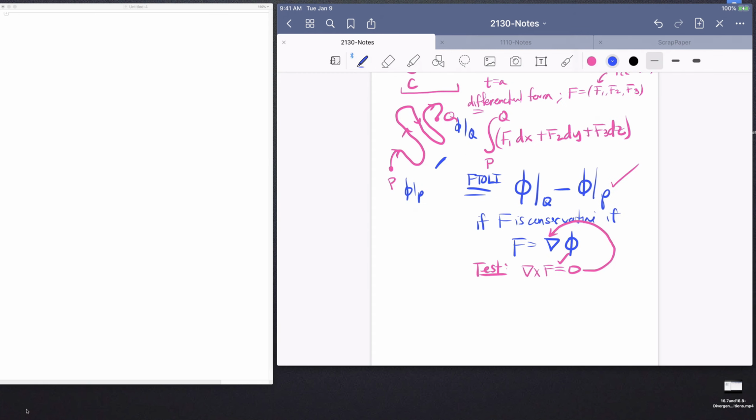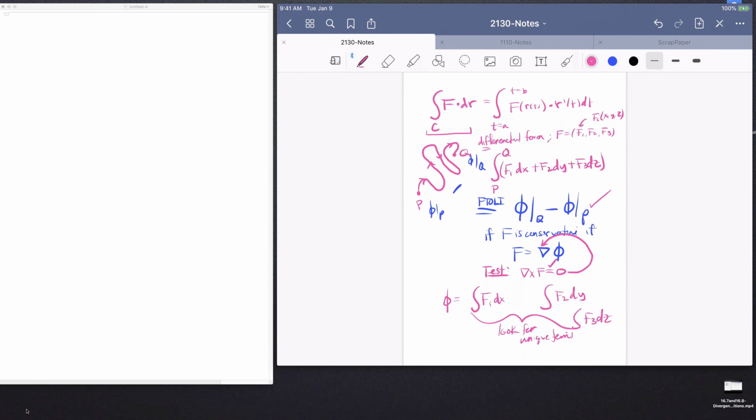So if you know the curl is 0, then we can find the potential function by just integrating the first entry of the vector field with respect to x, integrate the second entry with respect to y, integrate the third entry of the vector field with respect to z, and then look at all those, and you basically just look for unique terms. Okay, and that would be how you would find your potential function. Okay, so let's look at an example of this.